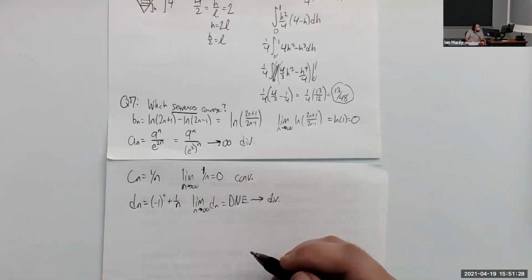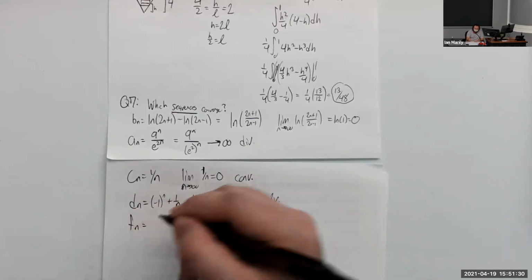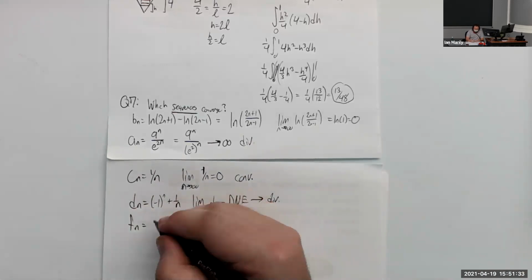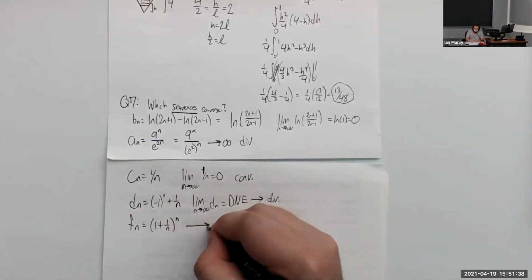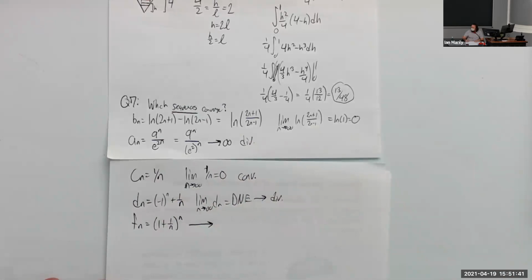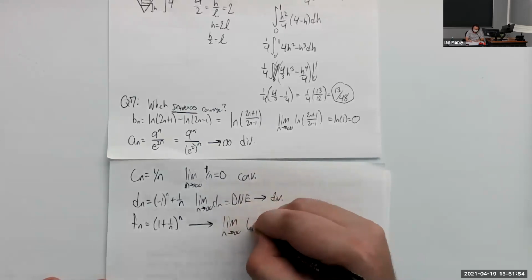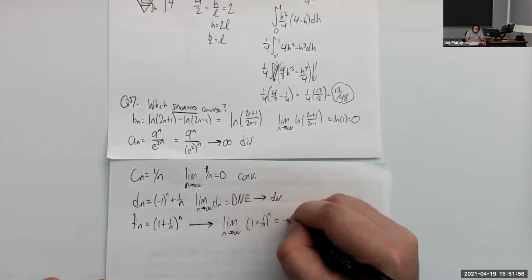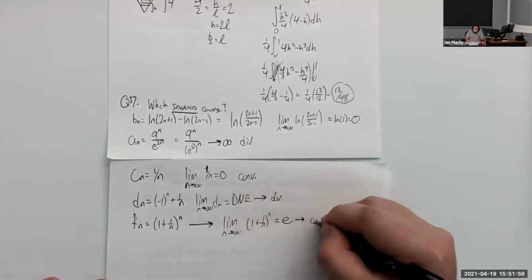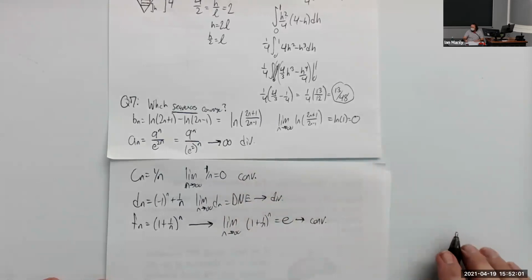And then finally, I have f sub n. I didn't want to use e because that's a number. I have 1 plus 1 over n to the n. Okay, we've seen this before. What is this sequence going to go to? You guys remember what this is going to be? Yeah, it's just going to go to e. That's right, because the limit as n goes to infinity of 1 plus 1 over n to the n equals e. So this will converge. All right, there we go. So there was our sequence question right here.